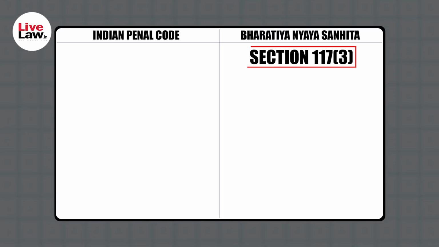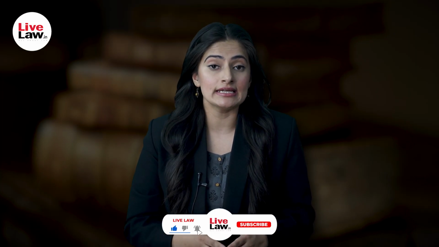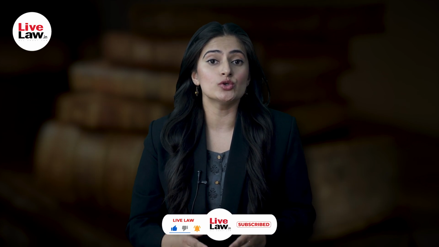In the same chapter, a new provision, that is Section 117, subsection 3, has been introduced to provide stringent punishment for such acts of grievous hurt which result in persistent vegetative state or in permanent disability. It will attract higher punishment of rigorous imprisonment for a term which shall not be less than 10 years, but which may be extended to imprisonment for life.